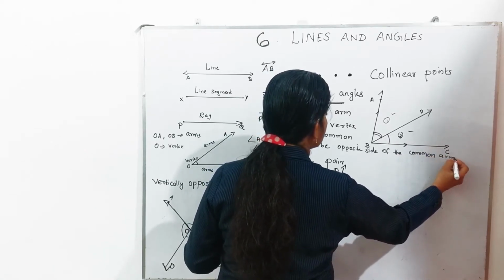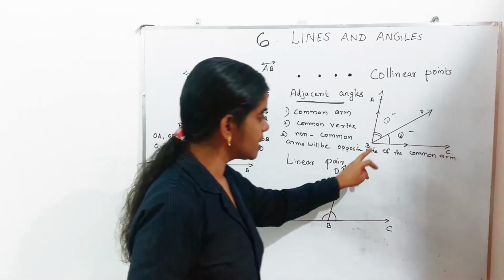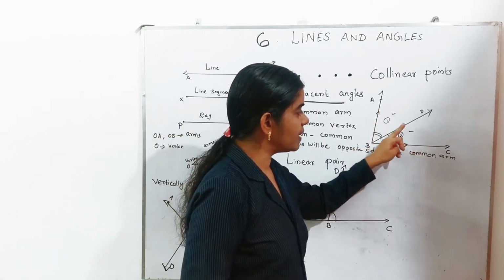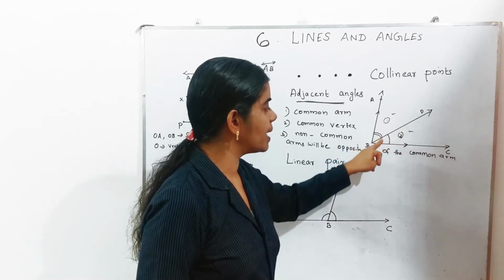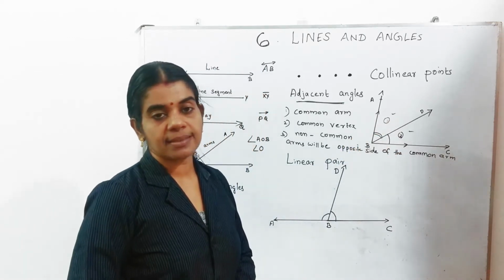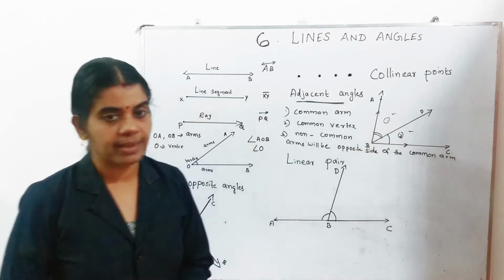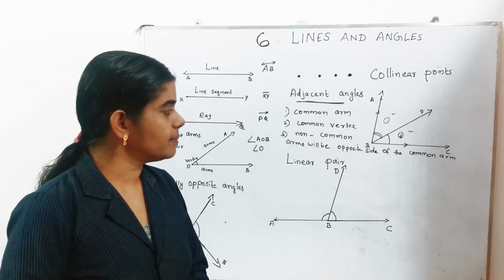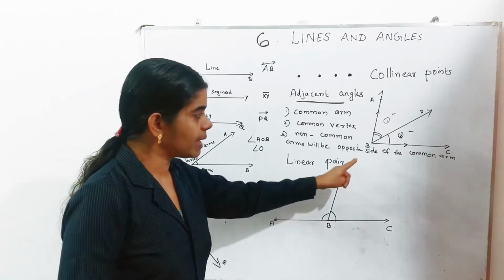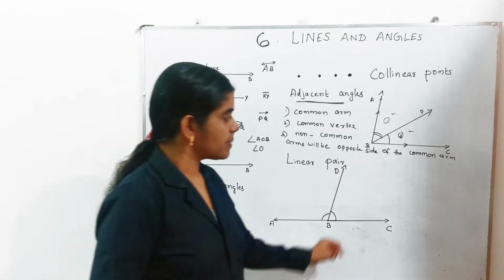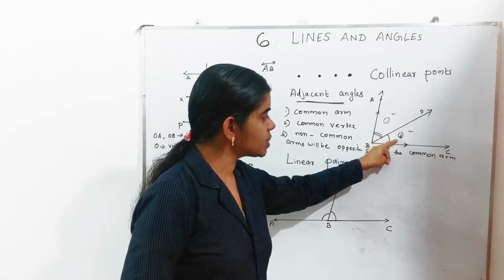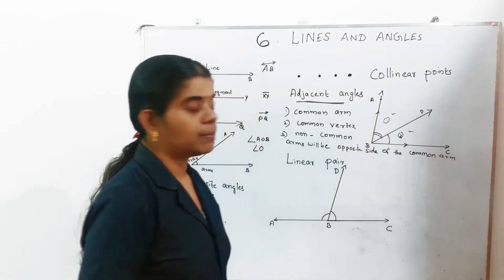Common arm. These are the conditions. That means BA and BC will be on the opposite side of the common arm BD. Clear? These are the conditions for the adjacent angles. Here, which are the adjacent angles? ABD and DBC are the adjacent angles. And if you add these two angles, you will get angle ABC.